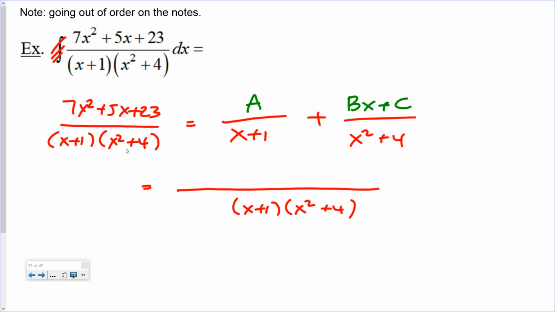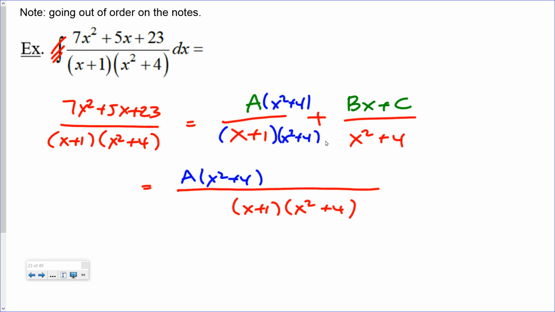So I'm going to copy this denominator over here. But it's basically the common denominator between these two fractions. All right. If I have an x plus 1 down here, what do I need to make this x plus 1 times x squared plus 4? X squared plus 4, right? Well, if I multiply by x squared plus 4 on the bottom, I certainly better multiply by x squared plus 4 on the top.